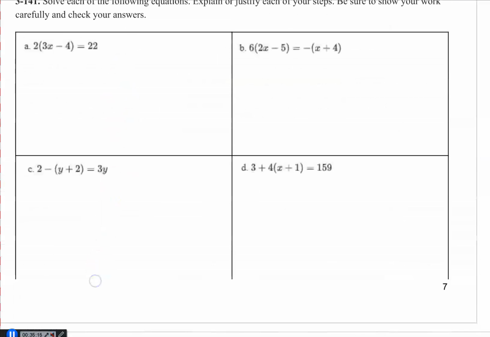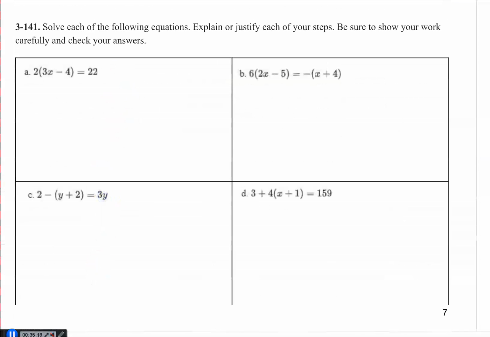341, this is the last one. Let's do this. Part A, distribute the 2. Actually, let me do B. This one's a little harder. So on the left side, distribute the 6. 6 times 2x is 12x minus 6 times 5 is 30. So that's 12x minus 30 equals, you have to distribute the negative sign on this one. So this becomes minus x minus 4.